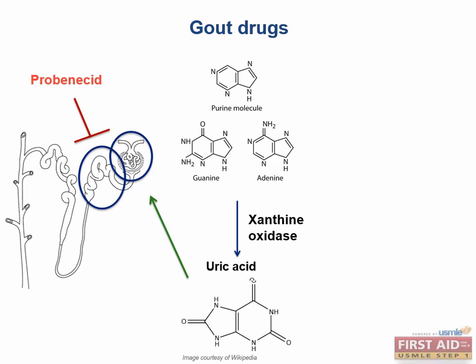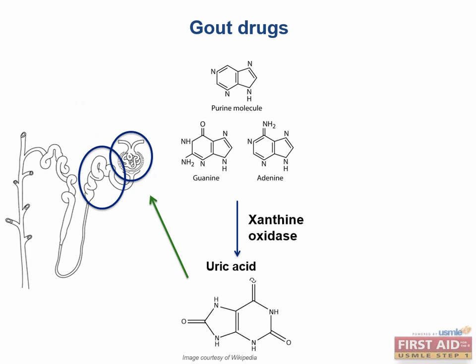Interestingly, probenecid also has the side effect of inhibiting the secretion of penicillin, something to be aware of if the patient is on penicillin and probenecid at the same time. What will happen to penicillin in this situation? Well, it'll have higher serum concentrations. The way I like to remember probenecid and its mechanism is that it starts with the letter P, and it reduces uric acid levels by making you pee the uric acid out, and also blocks penicillin.